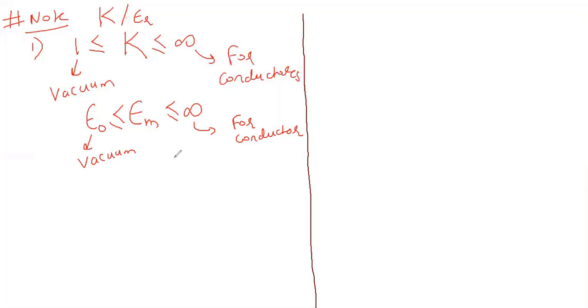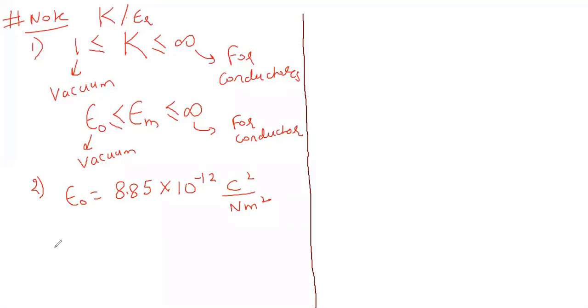So we have to understand, if someone asks us what is the electrical permittivity of the conductor, then we will answer infinity. And what is the electrical permittivity of the vacuum? Then it is epsilon naught. Now what is the value of epsilon naught? The value of epsilon naught, we can see, is approximately 8.85 into 10 raised to power minus 12 Coulomb square divided by Newton meter square. We have to remember it. What is the unit? Coulomb square divided by Newton meter square, and the value is 8.85 into 10 raised to power minus 12.